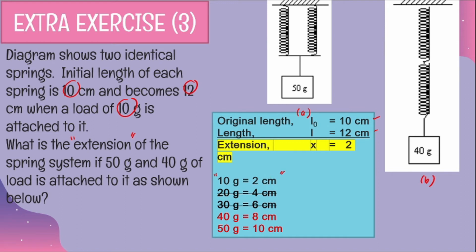Jadi, 50 gram. Soalannya kita buat macam ni lah. Okay, cikgu tunjuk ni. Cikgu nak buat macam X lah. 10 gram is 2 cm. Lepas tu, 50 gram is X. Okay, so 10X is 250. So, makanya cikgu dapat X is 10, 10 cm X dia.